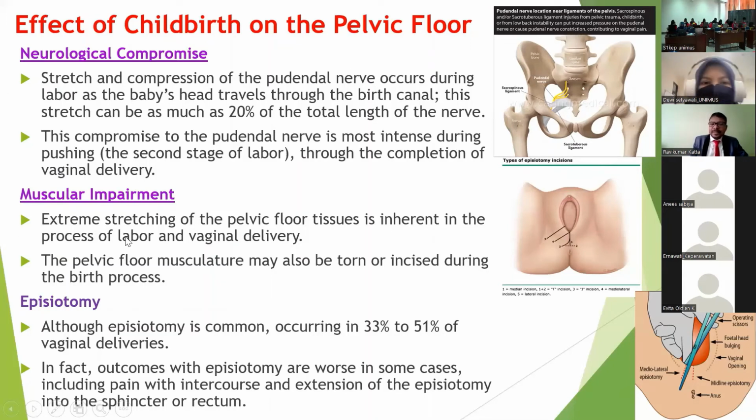Muscular impairment: extreme stretching of the pelvic floor tissue is inherent in the process of labor and vaginal delivery. Vaginal delivery is nothing but normal delivery. Because of the small size of the vagina or birth canal, or if the fetal head becomes bigger, it is very difficult to push the baby outside. During this process the pelvic floor muscles may get overstretched, damaged, or more weakened.